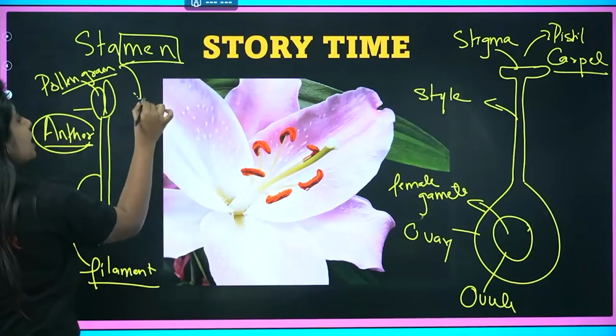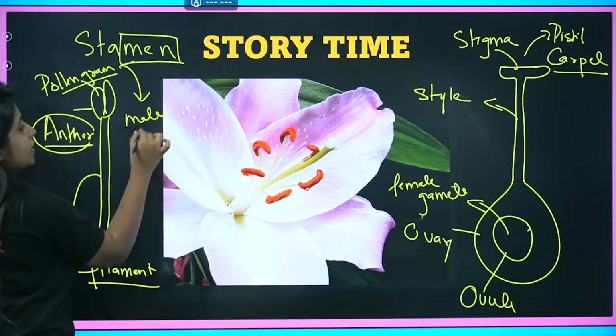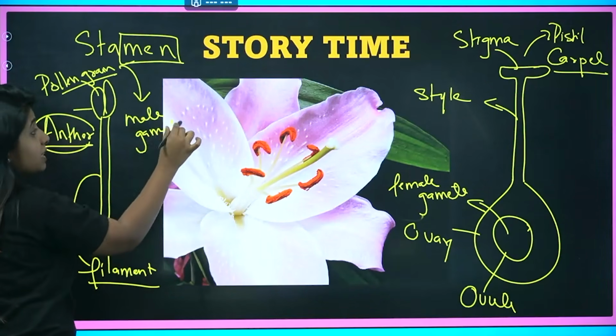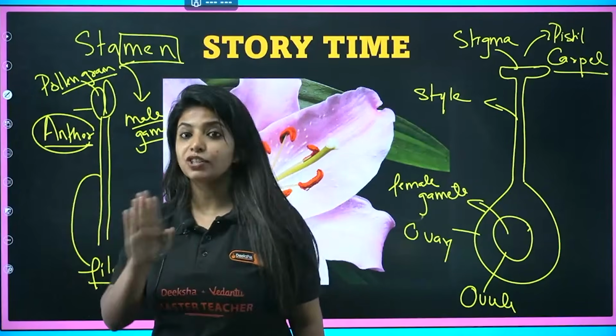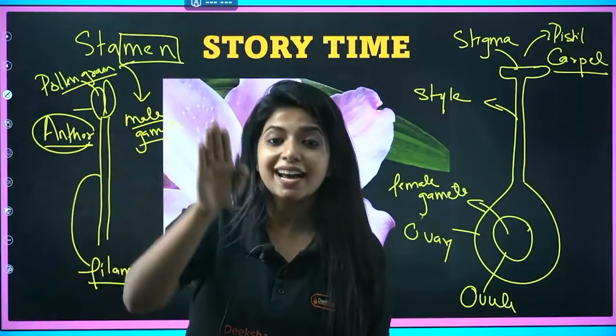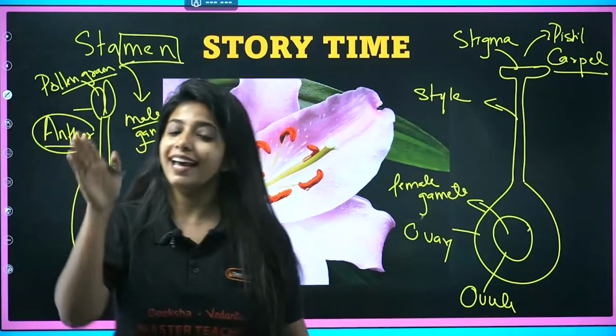Inside the pollen grain, you would be having what? The male gamete. Always understand this. This is a usual confusion, that, ma'am, pollen grain itself is a gamete. No, pollen grain has the gamete.